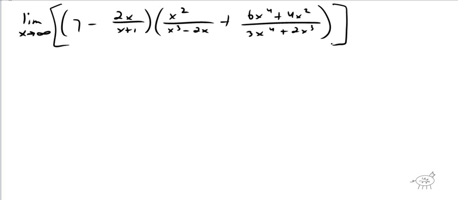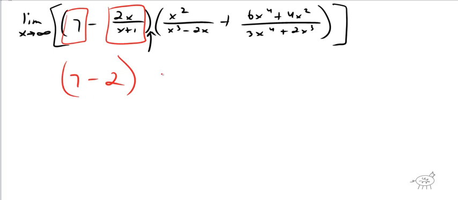And I would just split up and do each one separately. Now remember, this is multiplication here, but no big deal. So I'm going to say limit, and I'll do it in red here. What is this limit? Isn't it just 7? And it's minus, and what's this limit? Well, aren't these degrees the same? So it's just 2 over 1, so it's 2. So that's the first one.